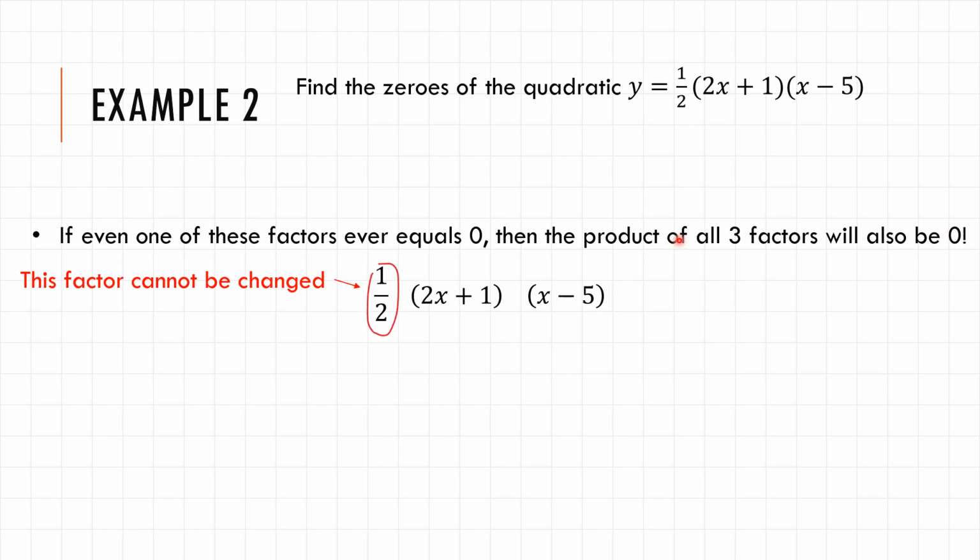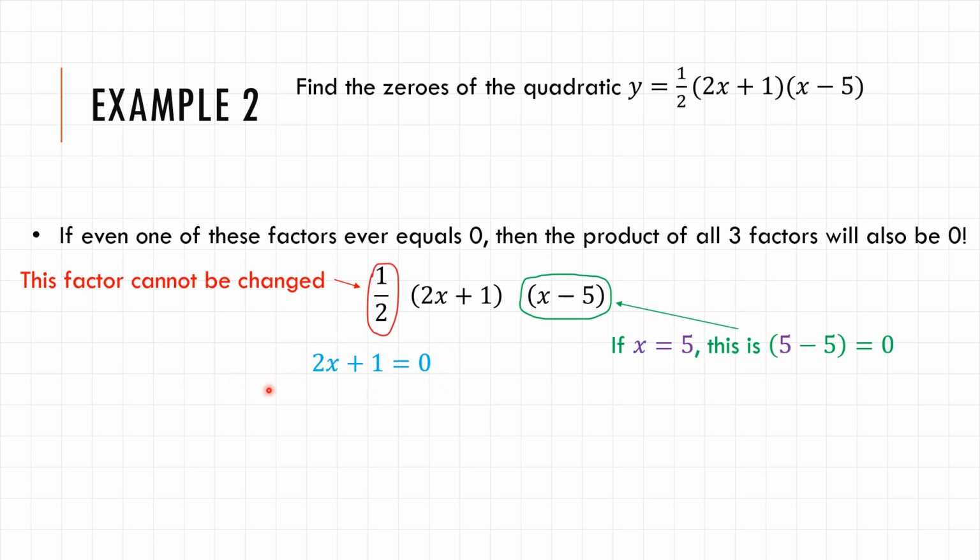So this one, of course, can't be changed. This one is the easy one. If x equals 5, then 5 minus 5 is 0. But this one is the tough one. What value of x makes this equal 0?